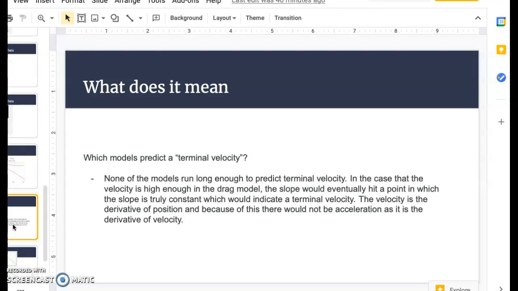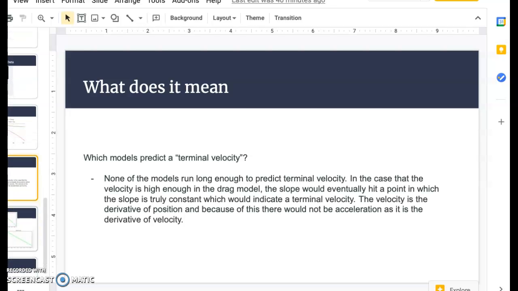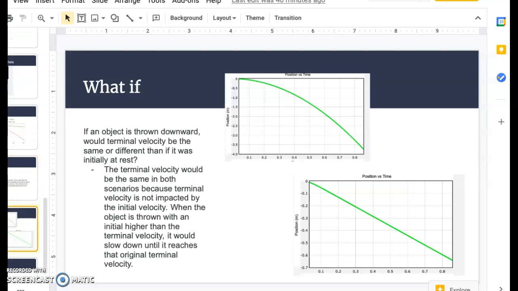None of the models run long enough to predict terminal velocity. If the velocity is high enough in the drag model, the slope would eventually hit a point at which the slope is truly constant, which would indicate a terminal velocity. The velocity is the derivative of position, and because of this, there would not be acceleration, as it is the derivative of velocity. If an object is thrown downward, will the terminal velocity be the same or different than if it was initially at rest?